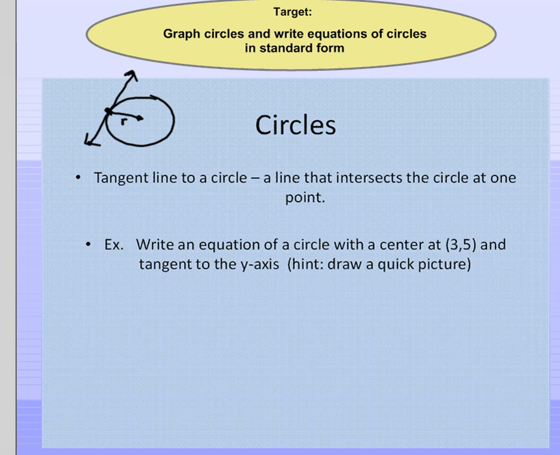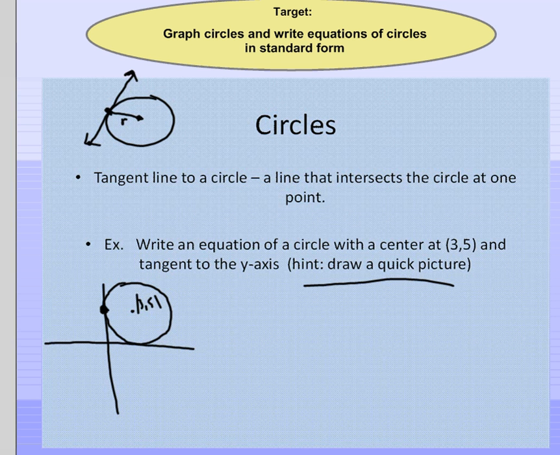So we want to write an equation of a circle with a center at (3, 5) that is tangent to the y-axis. Look at the hint. Draw a quick picture. This can be a huge, powerful tool for you. We can just approximate where (3, 5) is, and it's tangent to the y-axis. So you draw a circle. I don't know if it is tangent to the x-axis or not, but it's definitely tangent to the y-axis.